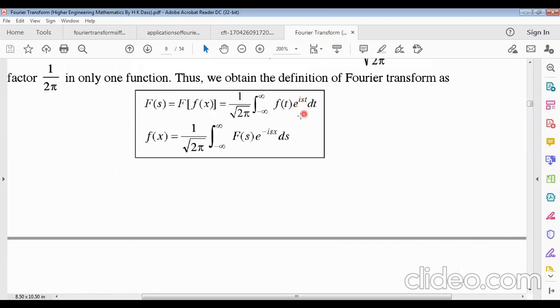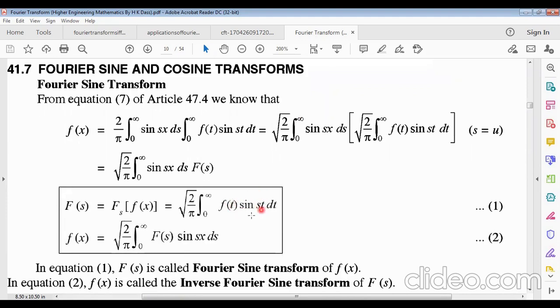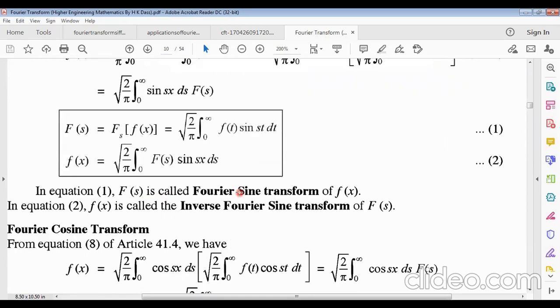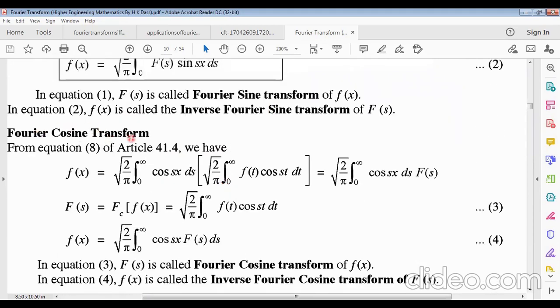We have e to the power ist can be written as cos st plus i sin st. Just we have taken the imaginary part. Then we get the sine transform, and this is the inverse Fourier sine transform. Similarly, we can find the Fourier cosine transform from the cosine integrals of the previous lecture. We have proved the Fourier cosine integrals, and we have used these integrals for solving different examples.